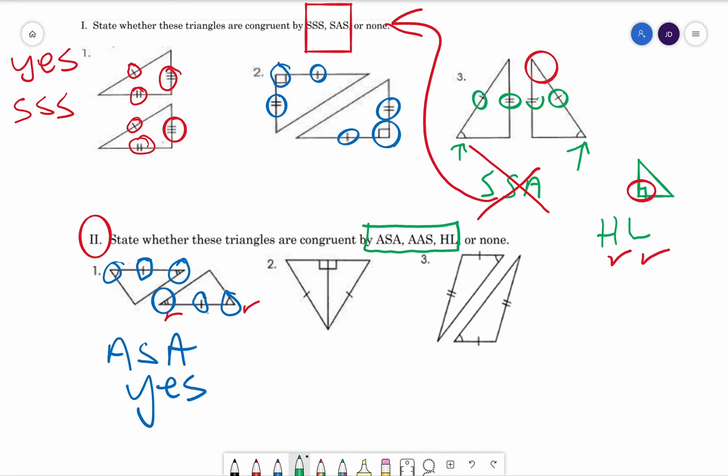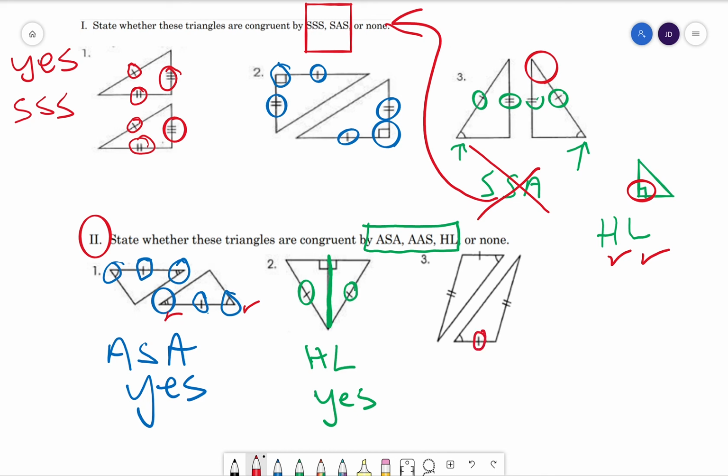Let's look at this one here. Well, it's a right triangle. Could it be HL, a hypotenuse leg? Let's find out. We know it's a right triangle, and we have two right triangles. This is the hypotenuse for both of them. That works. Oh, wait, we also have a leg. They share this leg here. Therefore, we have hypotenuse, leg, and our answer is yes.